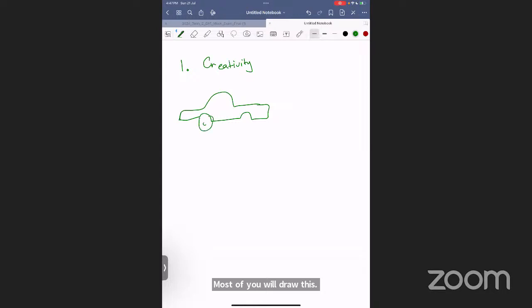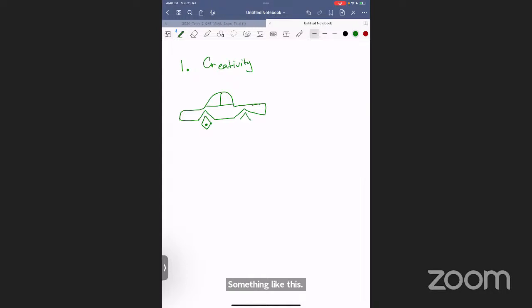Something like this, right? This is like the most common car that every kid draws, right? Now, the most common wheel shape is a circle, right? But on the other hand, if I were to ask you to think of a more interesting wheel shape, you might think of a square wheel, something like this.